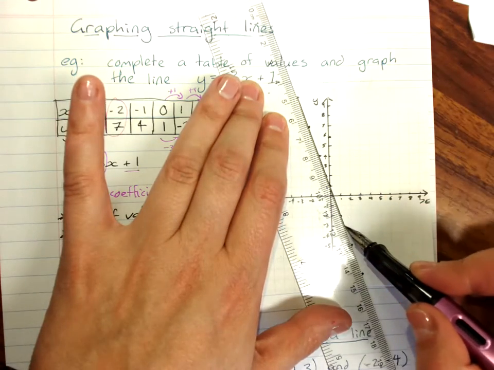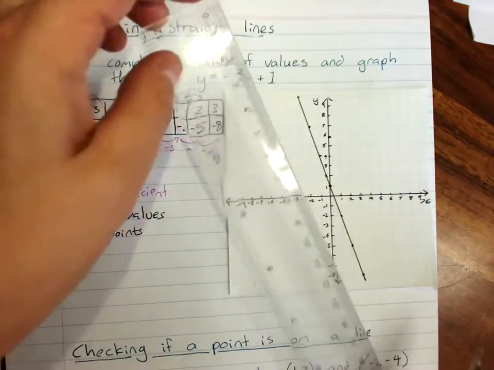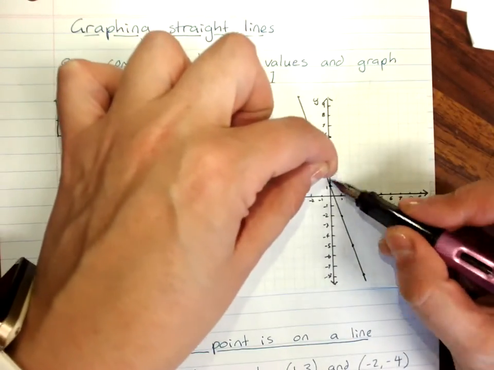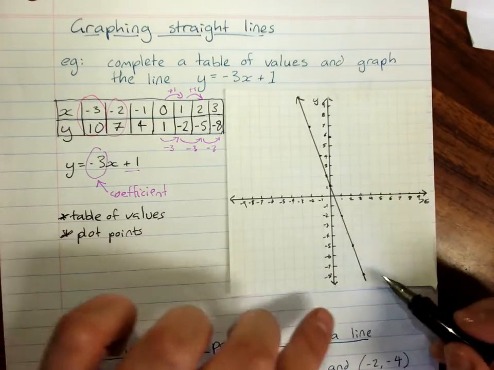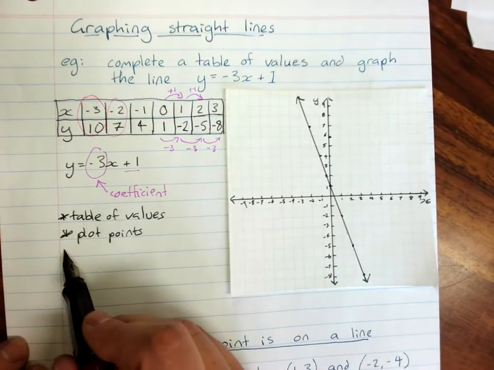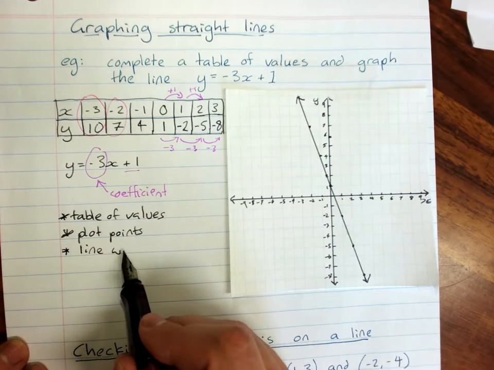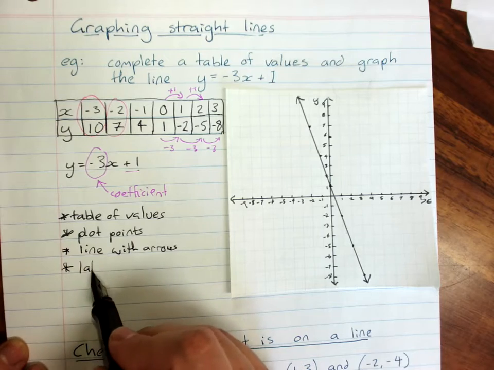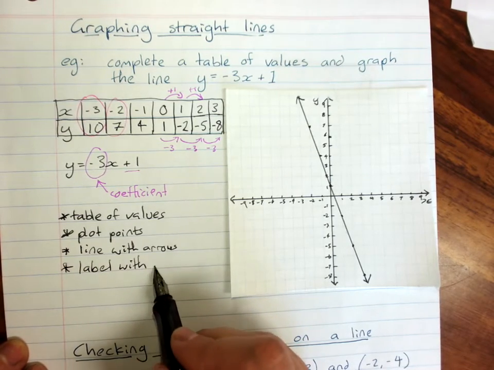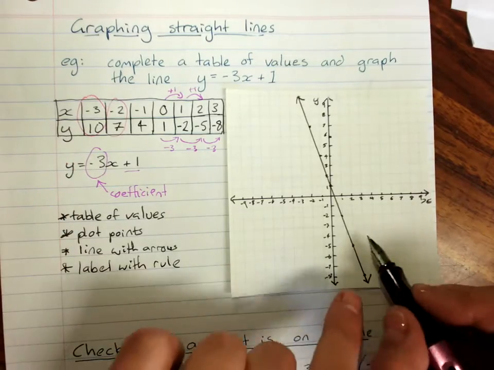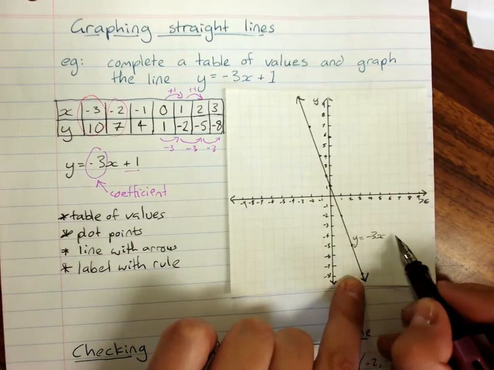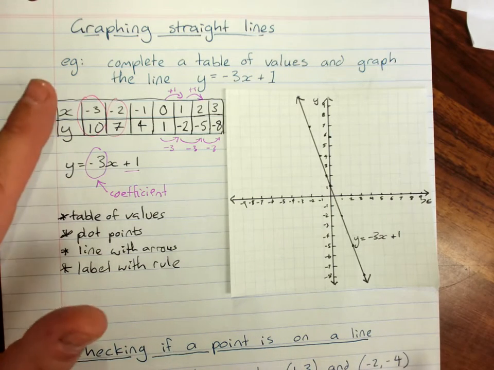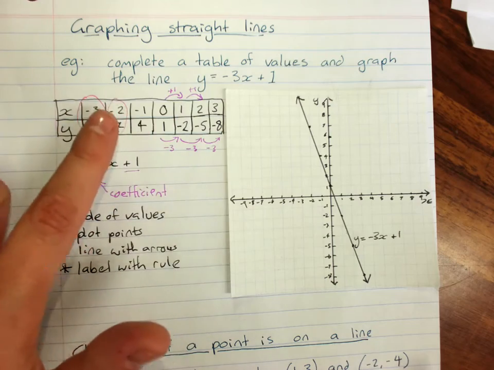Join your dots very carefully with a ruler and make sure that you fill the whole number plane. Don't just keep it in this tiny little area here. Arrows at either end. And you label your line with its rule. Its rule was y equals -3x plus 1. And that is how you plot a line from the rule to the table to the graph.